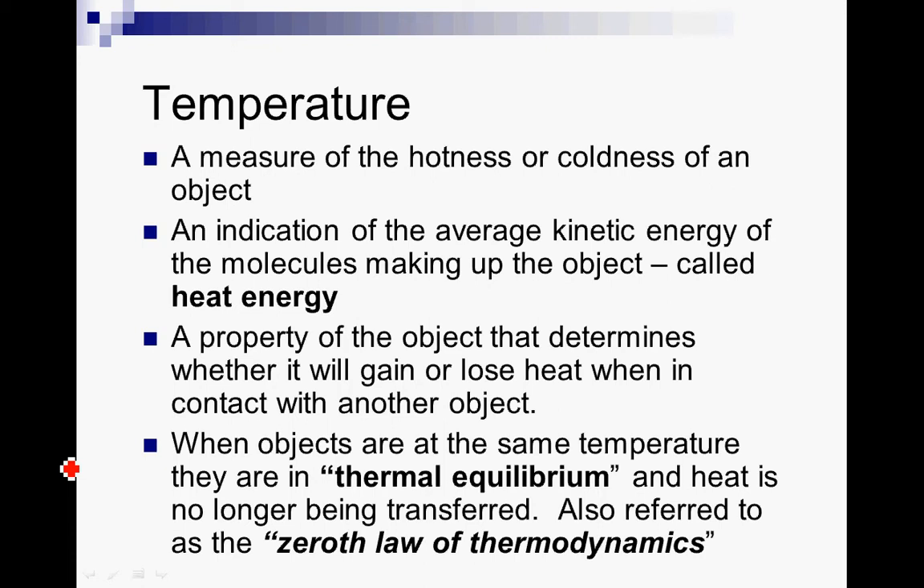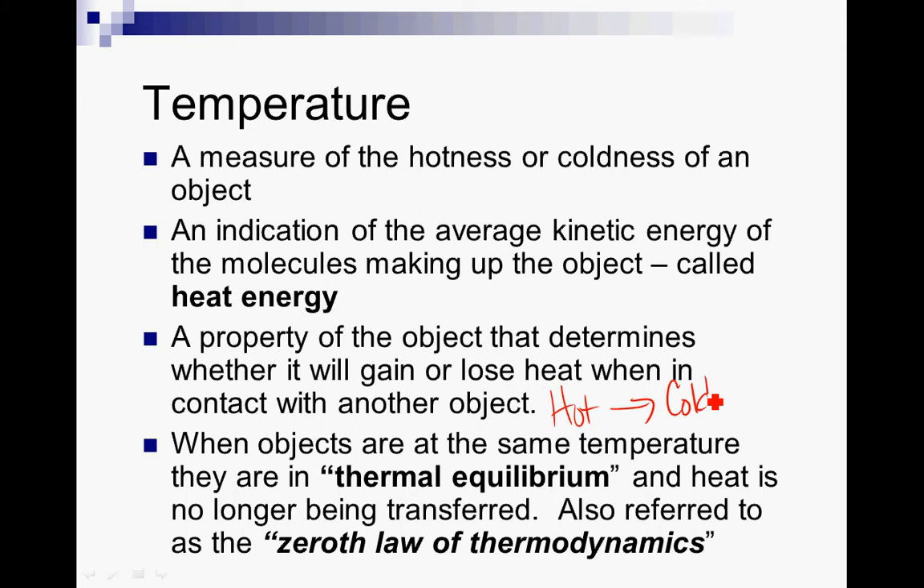Temperature also determines which way heat will flow. An object that has more temperature has more kinetic energy, depending on the mass. Now I'm talking about two objects that have the same mass. If they have the same mass, the one that is hotter has more kinetic energy, and so that's the one that will lose energy to a cooler object, because heat will always flow from hot to cold. From hot to cold. Now when objects are at the same temperature, we call that thermal equilibrium.